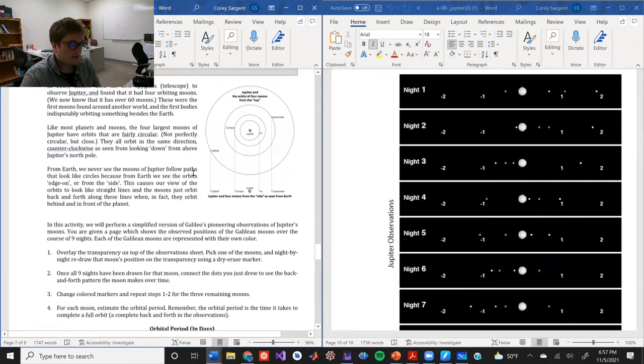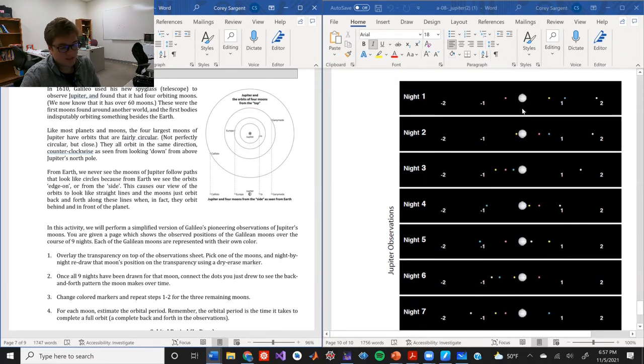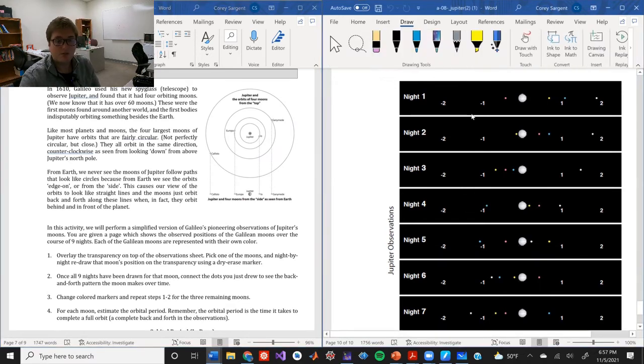Well, if we can imagine looking at one of these orbits from the side, we know it makes one full orbit when it gets back to its original position, right? And that's the pattern we need to see over here. So once you download this, I recommend drawing on it. You can go to the Draw tab or anything, or you can print it out and draw on it too.